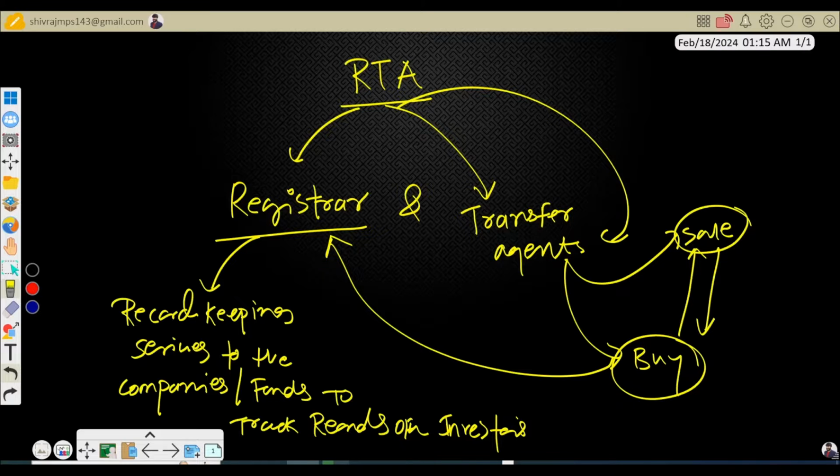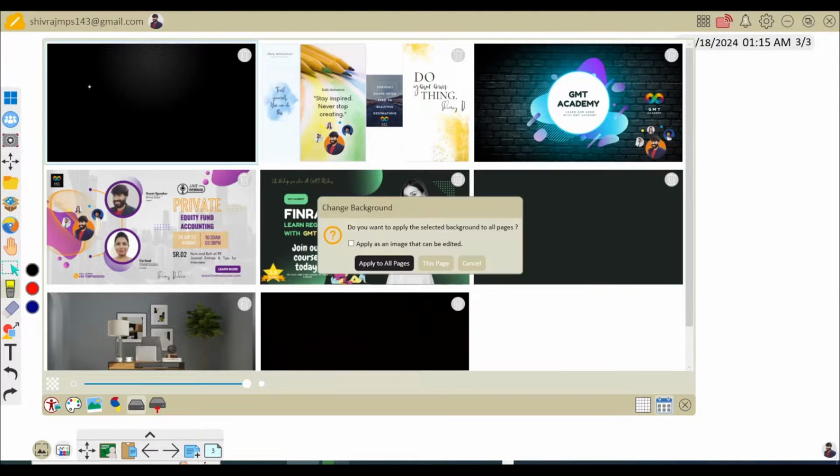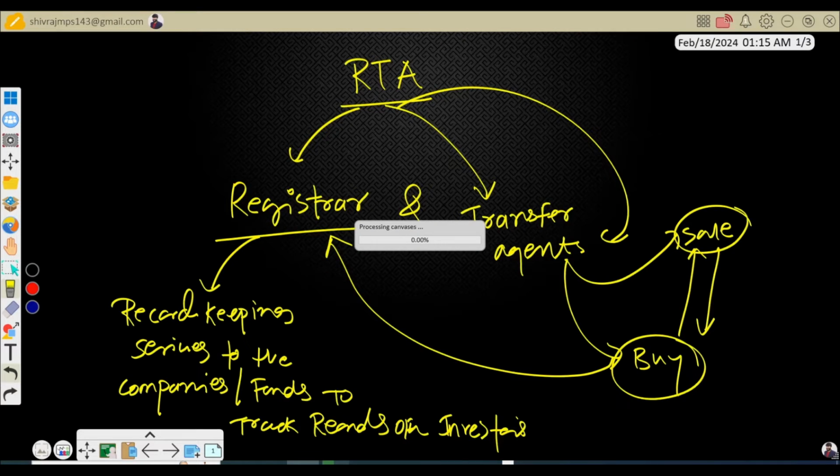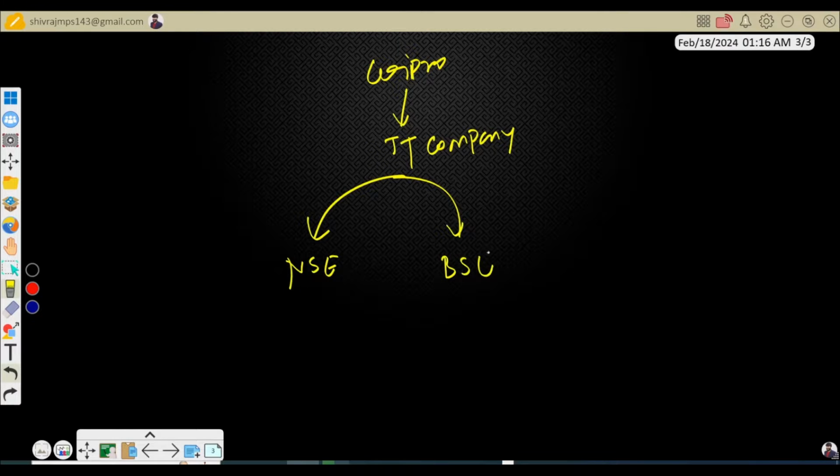Let's take the example of Wipro company. What is the main business line of Wipro? See, Wipro is an IT company. They have listed their shares on NSE, BSE, and they also have ADR. I'll discuss ADR in one of my sessions, and I'll explain in detail what ADR and GDR are and how they work.